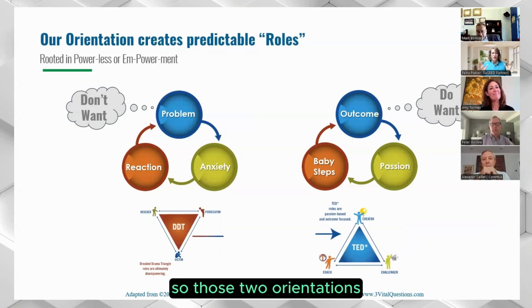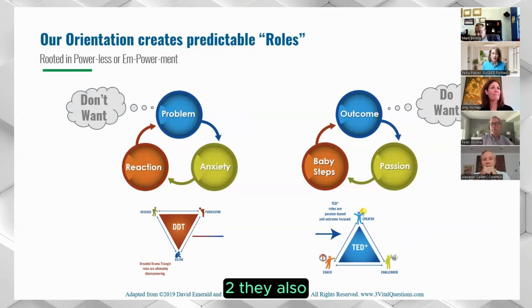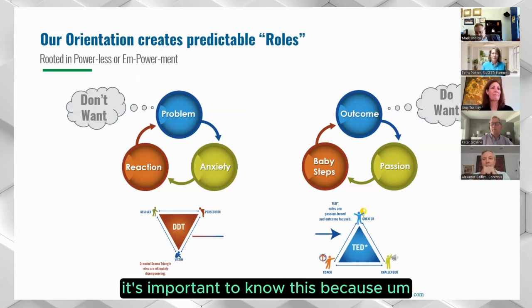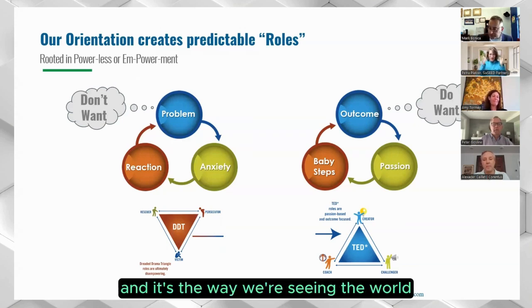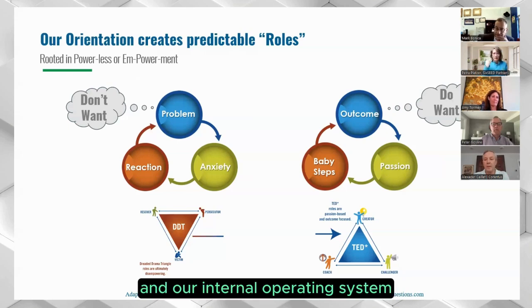So those two orientations, whichever glasses you put on, one, have an impact on the results that we have individually or as a team. Two, it's important to know this because we also have a predictable characteristic set of characters and roles that we take on when we have these different glasses on, because it's the way we're seeing the world and our internal operating system.